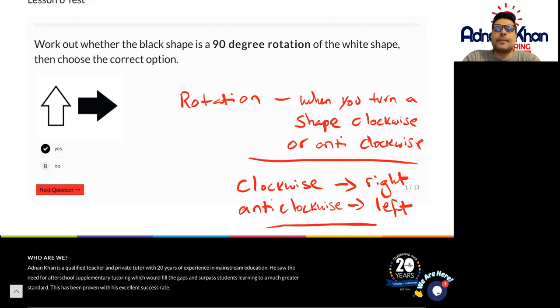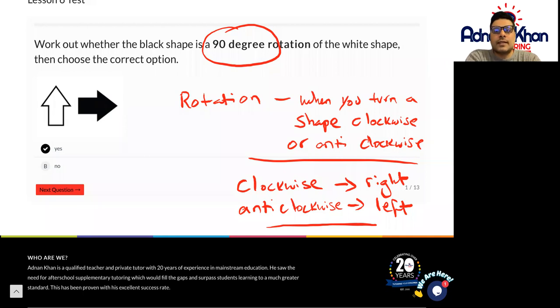Now we also have degrees here. So in this first question, the question states 90-degree rotation. Now 90-degree rotation means that you will just turn to the right, okay, unless you're told to turn anti-clockwise or to the left. So in this case, you're just going to turn to the right. So work out whether the black shape is a 90-degree rotation of the white shape.